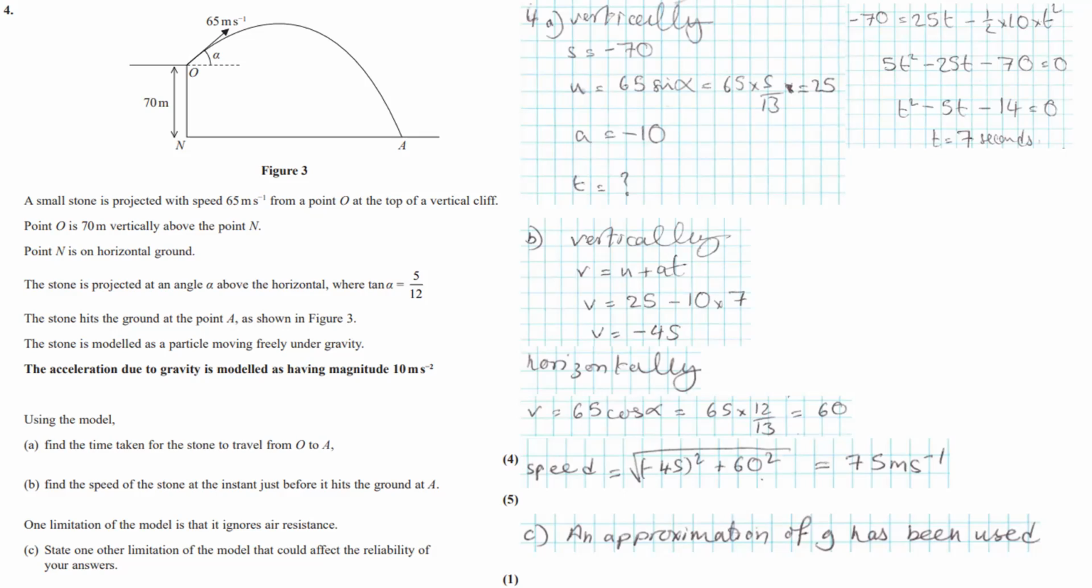Other things you could have written is the spin of the ball, the dimensions of the ball, but that's got more to do with air resistance. So in this case, if we used a more accurate value of g, that would have been better.